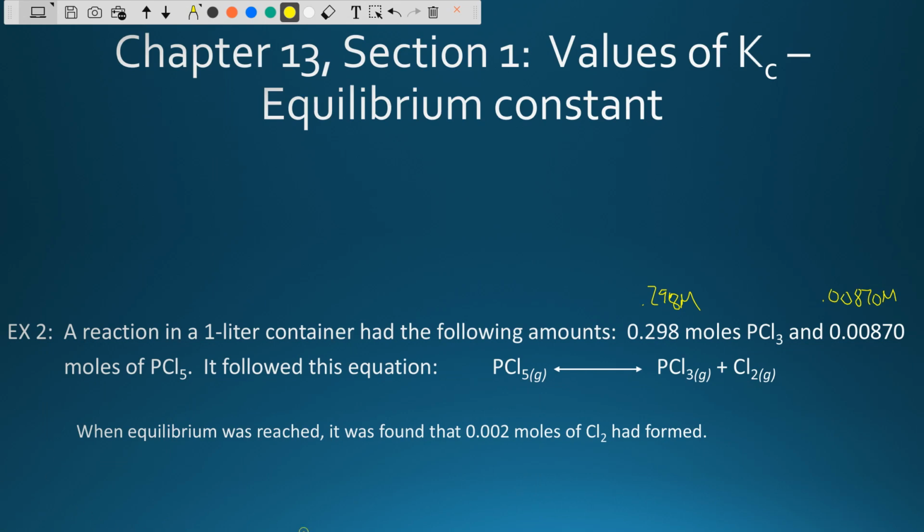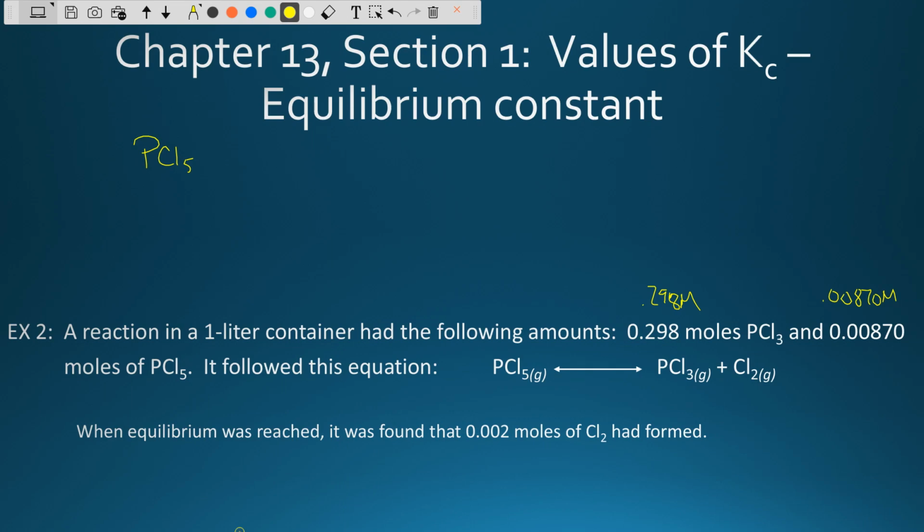And notice in the words here, we have a 1 liter container, and they had the following amounts. We have the PCl3 and we have the PCl5. Notice that when equilibrium was reached, it was found that 0.002 moles of the product had formed. So let's take a look at what's going on here. We have our ICE chart, so let's keep track of the reactants and products.